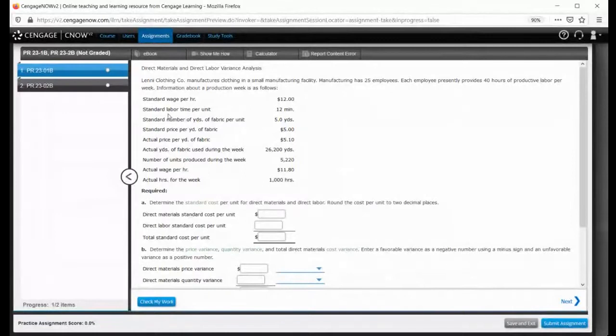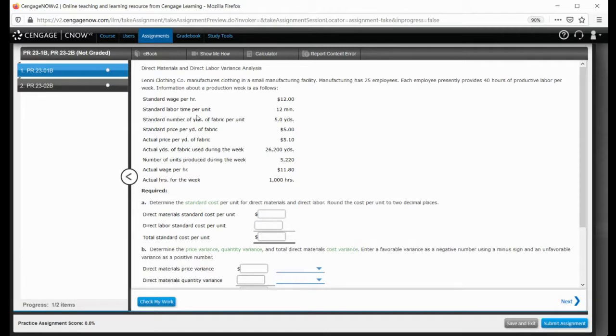Also, they have come up with a standard labor time per unit. This is the amount of time that they think should take to produce one unit that they are manufacturing. And so here you can see that they think it's going to take them approximately 12 minutes per unit that they're manufacturing. And this is what we call the standard labor time per unit. So their employees, it's going to take them about 12 minutes to manufacture the clothing that they are anticipating they're going to be manufacturing this period of time.